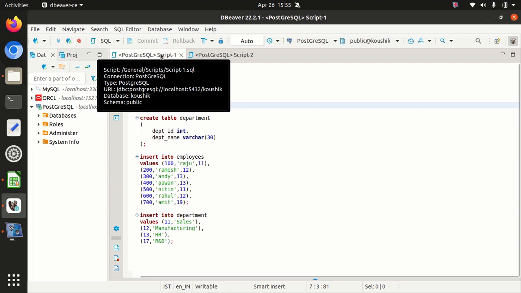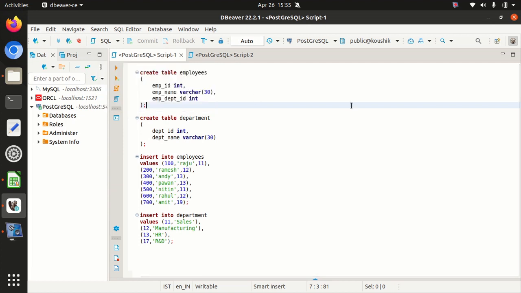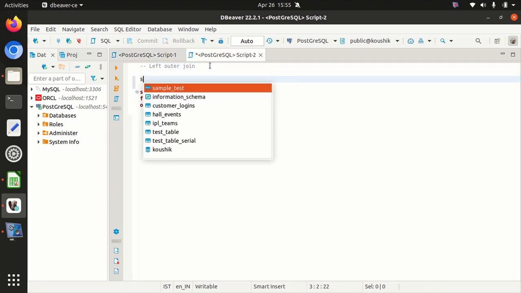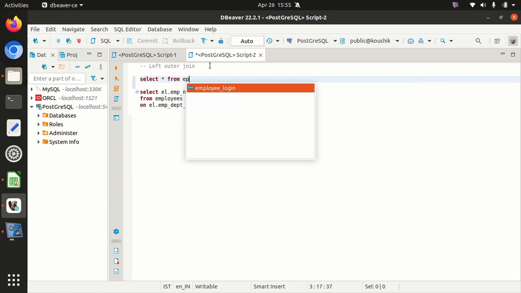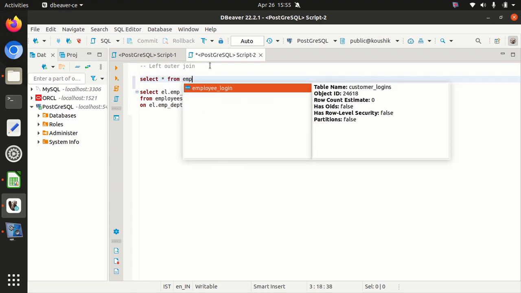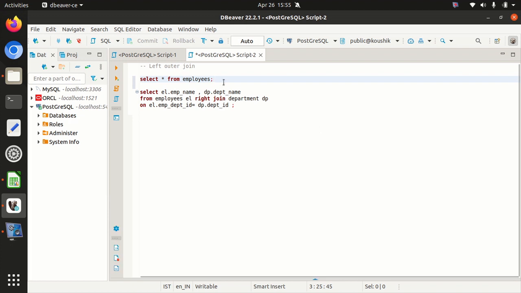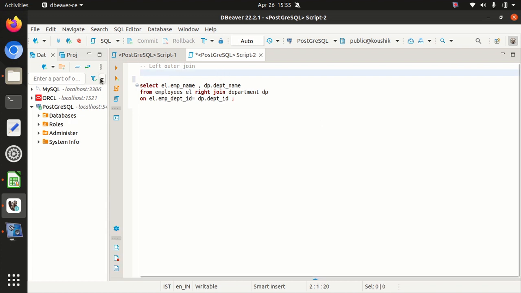By the way, I'm using PostgreSQL and the ANSI SQL dialect. Although, since it's SQL join, it's more or less the same for all the different database engines. To save some time, I have already created the employee and department tables and inserted the sample records in those tables. So let us check those records. Select star from employees. Yes, they are there.